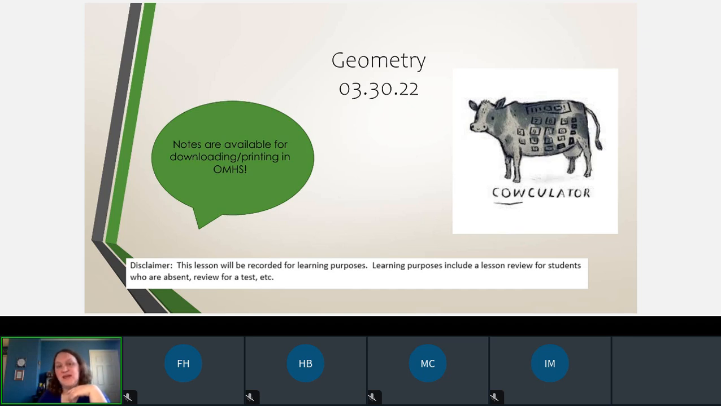Okay, so today we are covering Unit 11, Day 3 notes. We're going to be finding the area of composite figures and some shaded regions. You can find all these notes on OMHS, as well as the key.